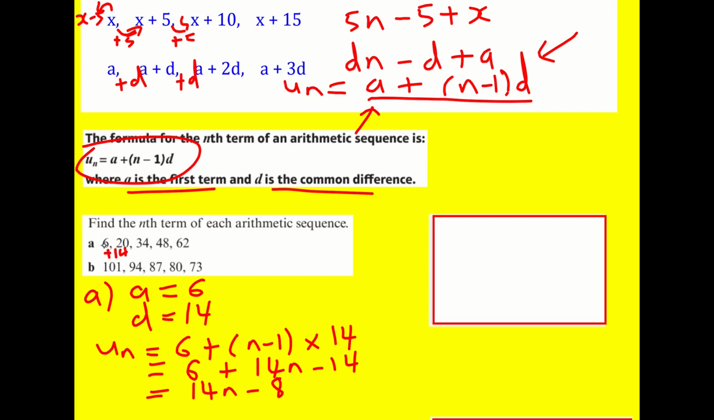And that's it. I could have got that the other way, and you might say it would have been quicker the other way, but just be aware of this formula. That's what this question's about. If I'm doing part B, it's going to be very similar.